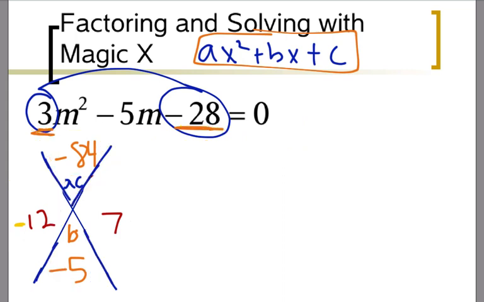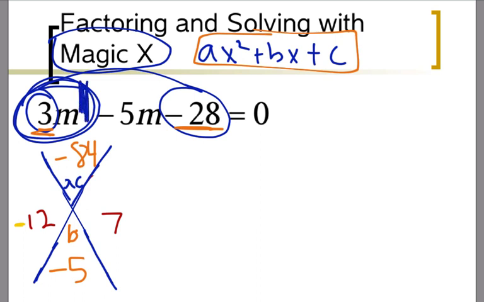And now we're ready for the second step, or the second big part of the magic X. So the first part is finding the factors. The second part is you're supposed to take whatever this number is in front, 3m squared, cross off the square, just trust me, it works, and divide both of these numbers, these factors, by the 3 and the m.